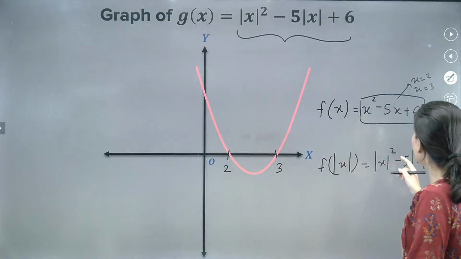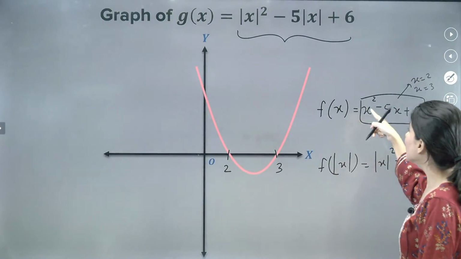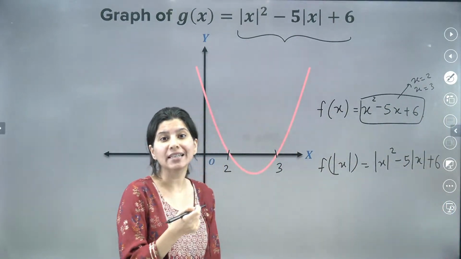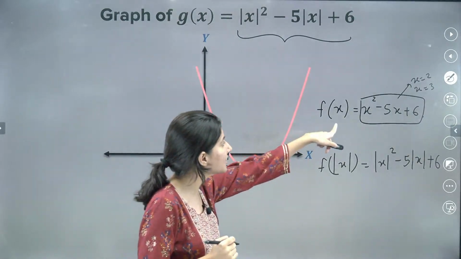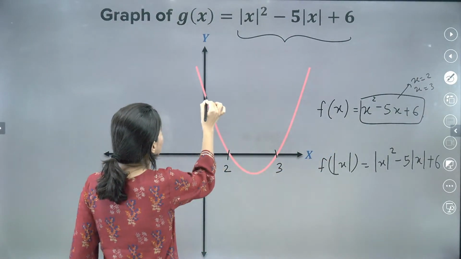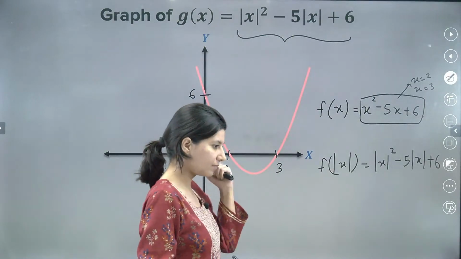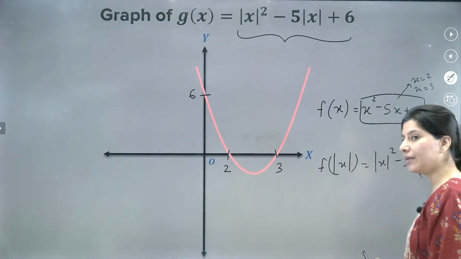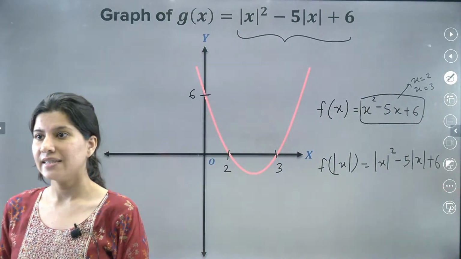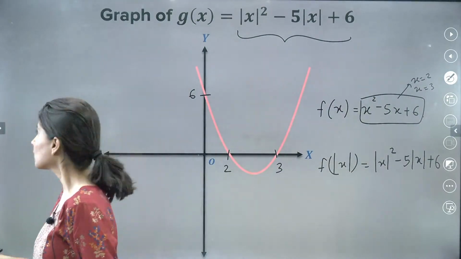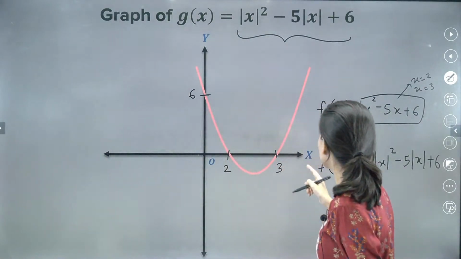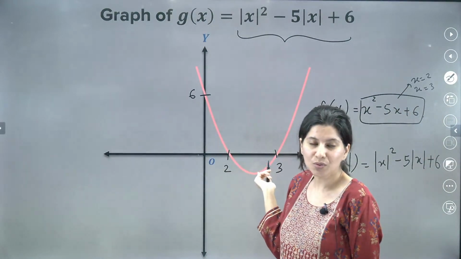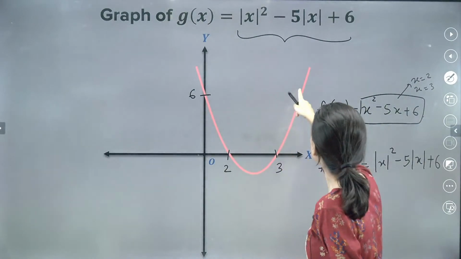And one more thing, what is the y-intercept? I mean, at what point will it intersect the y-axis? You put x equals 0, you get y equals 6. Clear? Yes, your chat is visible. Your chat is absolutely visible. So we have got the points, an upward facing parabola passing through 3 points. So this is the graph of f of x.